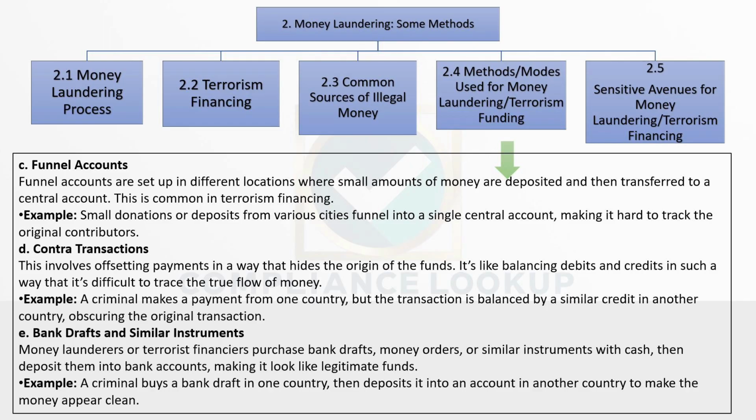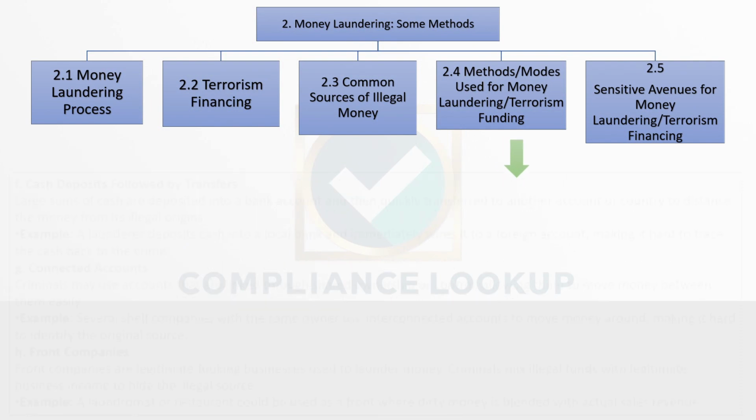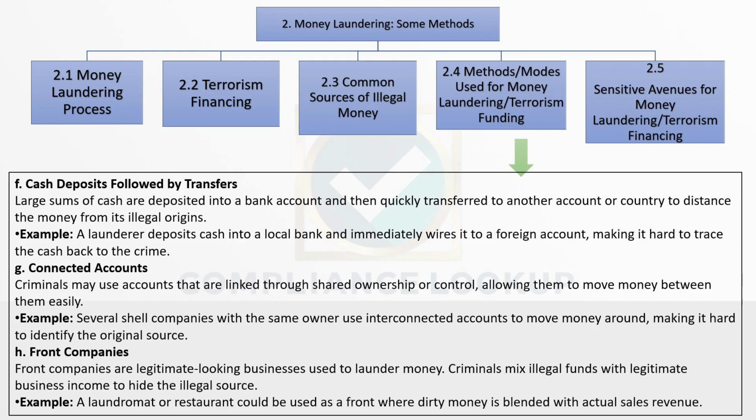Each of these methods is designed to hide the origin and movement of funds, making it harder for authorities to trace illegal money. Here are detailed explanations of more money laundering techniques. F. Cash deposits followed by transfers. In this method, large sums of cash, often from illegal activities, are deposited into a bank account and quickly transferred to another account or country. The goal is to distance the money from its illicit source, making it harder for authorities to trace it back to the crime.